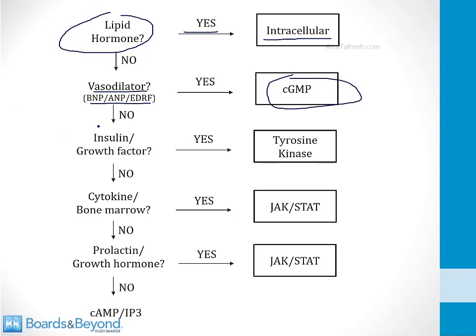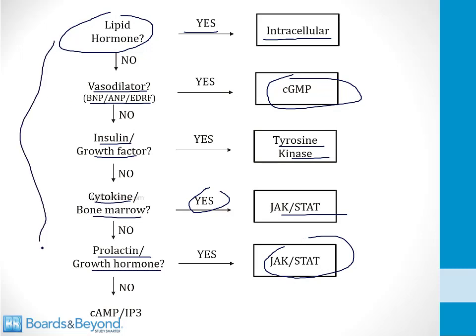The next question is: is the hormone insulin or a growth factor? If the answer is yes, then they're talking about a tyrosine kinase system. After that, you can ask yourself whether the signaling molecule relates to cytokines or bone marrow cells. If the answer is yes, then it's going to be a JAK-STAT system. Next, you can ask yourself if the hormone is prolactin or growth hormone. These are the two special hormones that use JAK-STAT that are not cytokines or bone marrow substances.